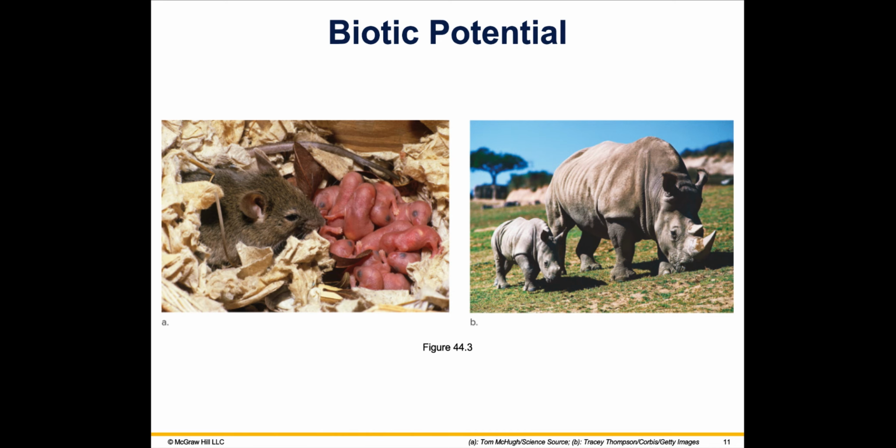Something like a mouse that can mature very quickly, have a lot of offspring at a time, have a lot of reproductive events in a year, well, that has a much higher rate of increase in our population over something like a rhinoceros that is going to take a long time to mature. They're only going to be able to have one reproductive event at a time that gives birth to just one or maybe two babies. That's going to have a much slower rate in which we increase our population.